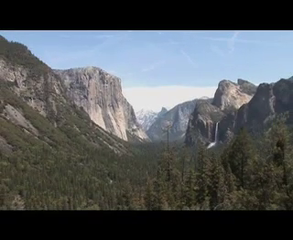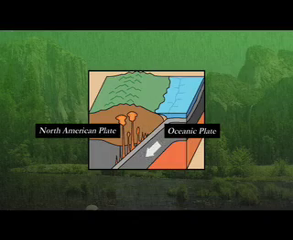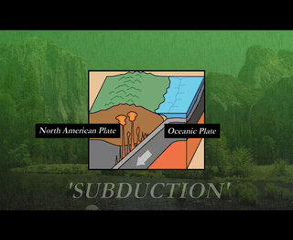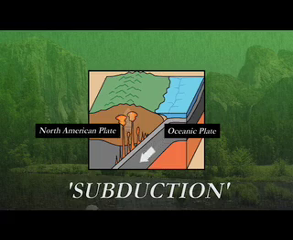Somewhere around 130 million years ago, the North American plate and the oceanic plate collided. The oceanic plate, being much more dense, started to subduct down. That subduction, which means it goes down under, starts to push up the North American plate.